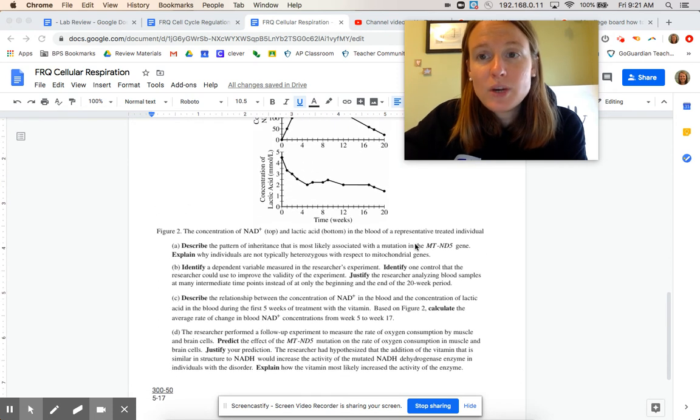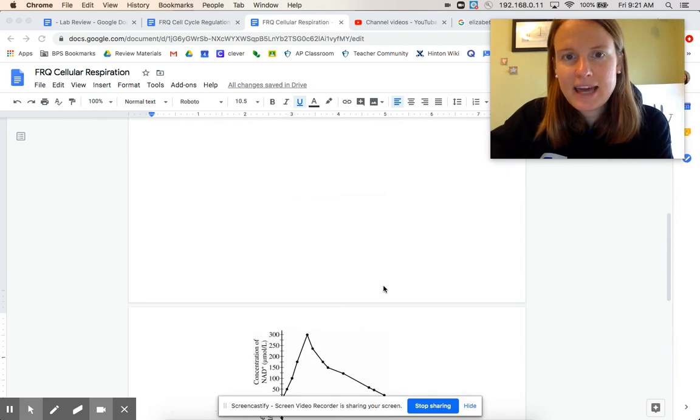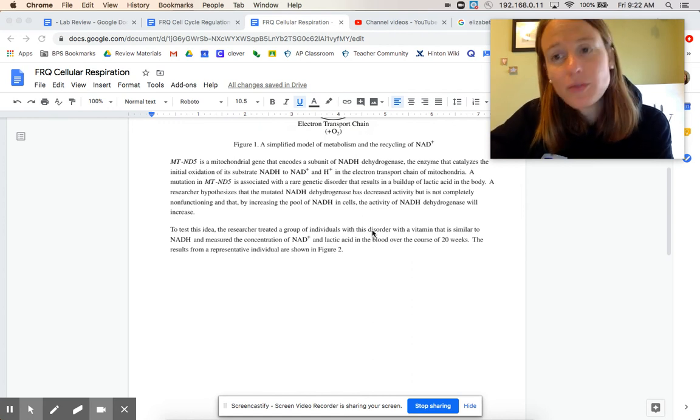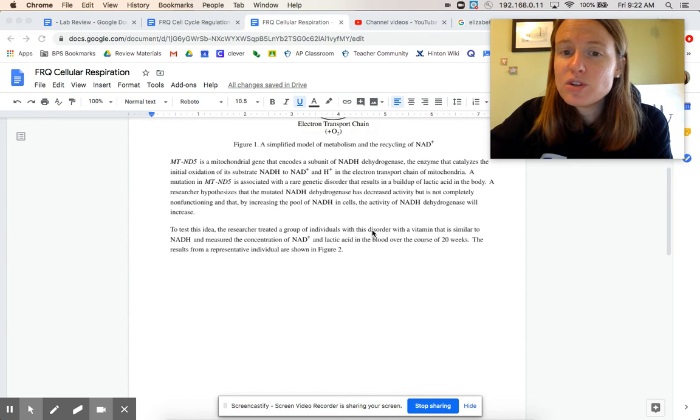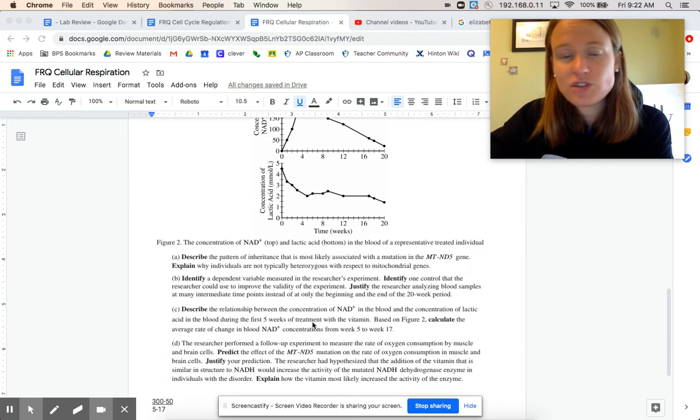A control. So again, people are struggling with control. We got to keep practicing that. They said here that they only tested individuals with the disorder. So a possible control would be to test individuals without the disorder. Another possible control could be to give people a placebo and see if it changes their lactic acid and NAD+ concentrations.